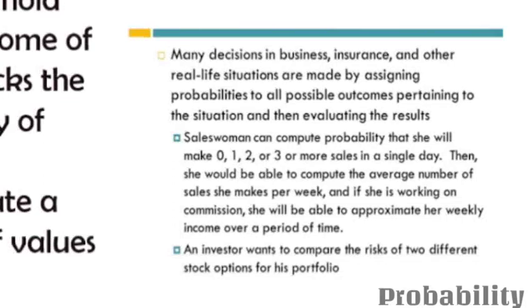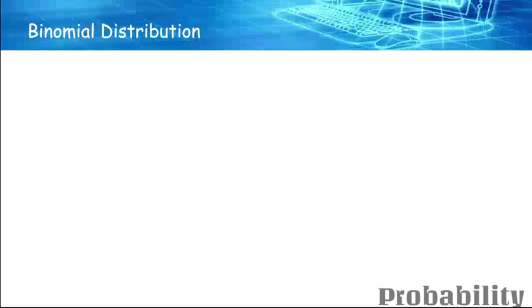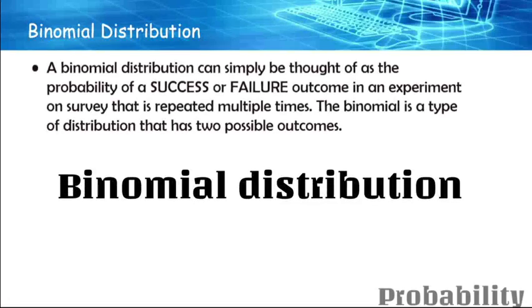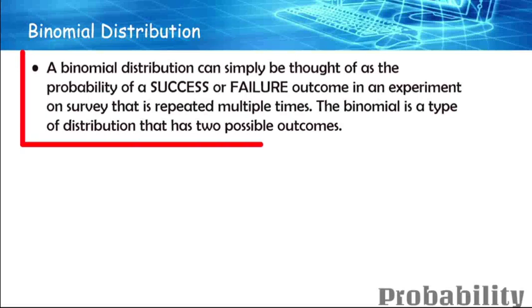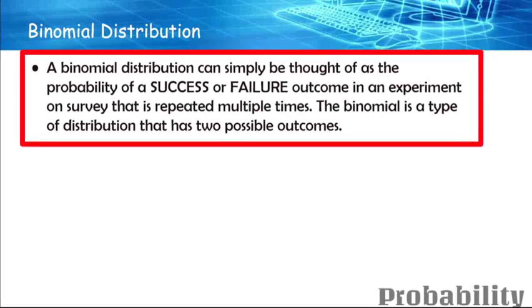Now we'll see a few of the standard probability distributions. There are many, but we'll be concentrating on only three. First is the binomial distribution. The binomial distribution can simply be thought of as the probability of a success or a failure outcome in an experiment, such as a survey, that can be repeated multiple times.